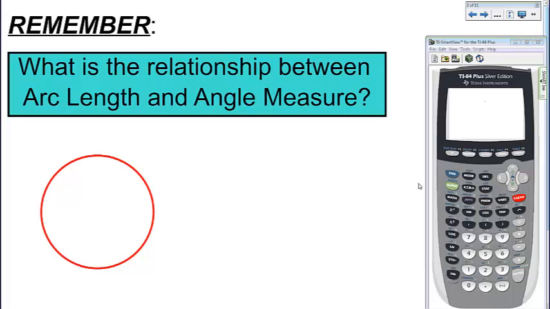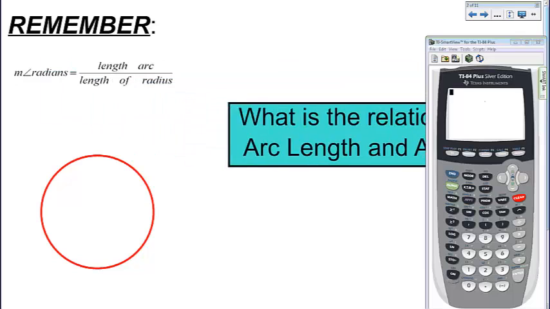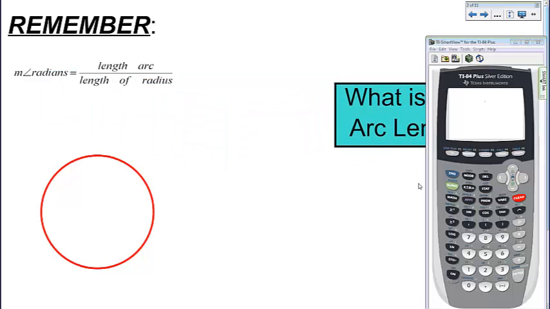Remember from the earlier lecture that we found there was a relationship between the measure of a central angle and the arc it intercepted. We found that we could find the measure of that central angle in radians if we took the length of the arc and divided it by the length of the radius. Remember our example: we had a circle with radius r, and an arc with the same length r that was intercepted by 2 radii. The angle created, theta, would be equal to the measure of 1 radian.